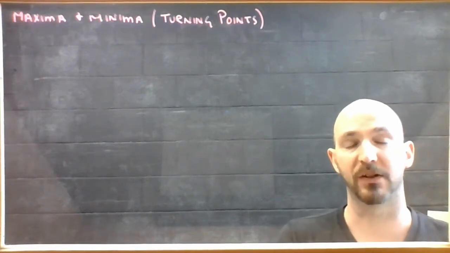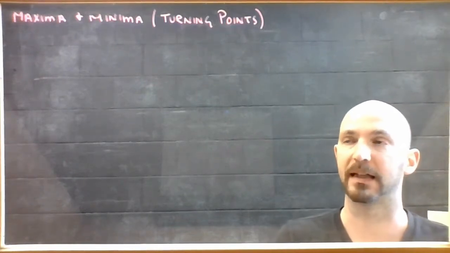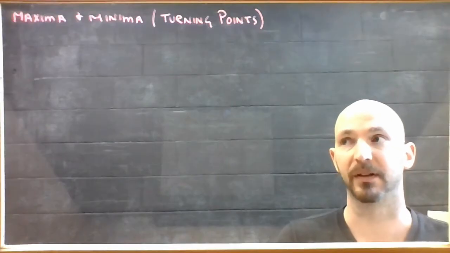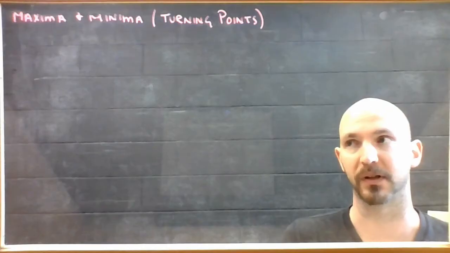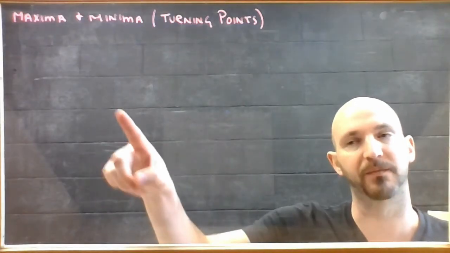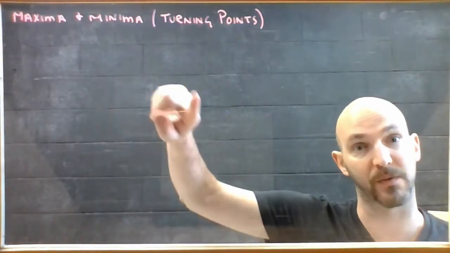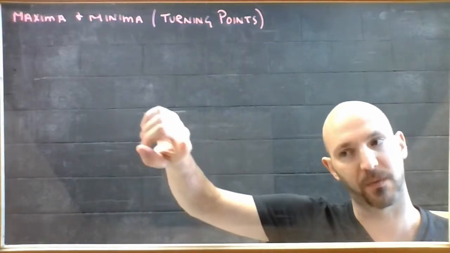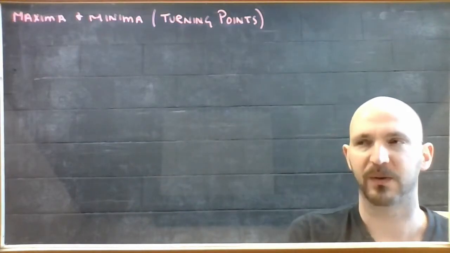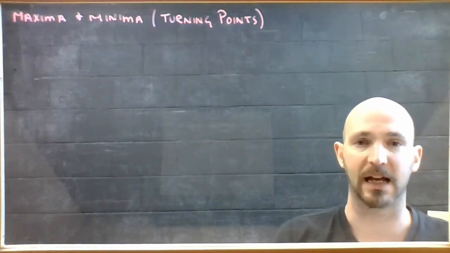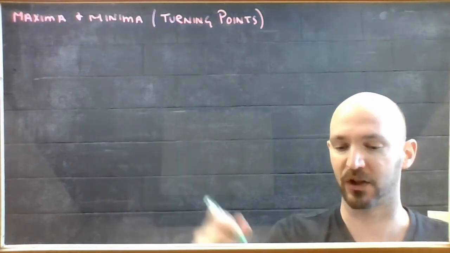The first application of calculus we'll be doing is the analysis of functions in order to find local maximum and local minimum points. A maximum is where a curve is rising and then turns around, or a minimum is where it's falling and then it starts to turn around and go back up again. So the simplest function that has both of these features is a cubic.